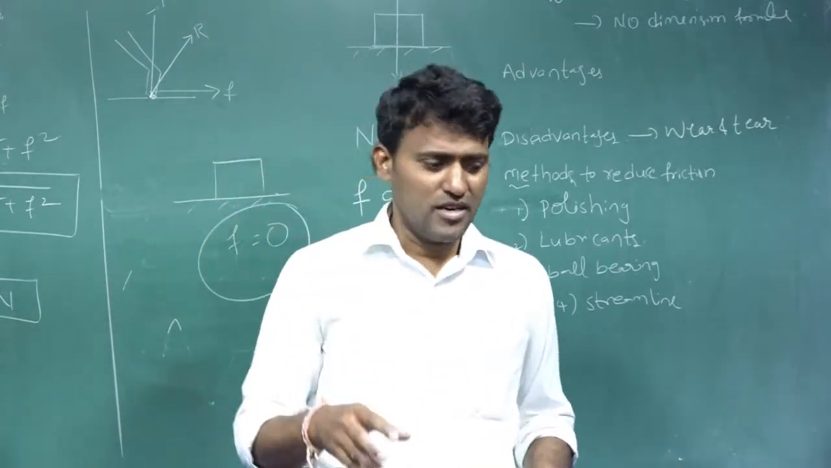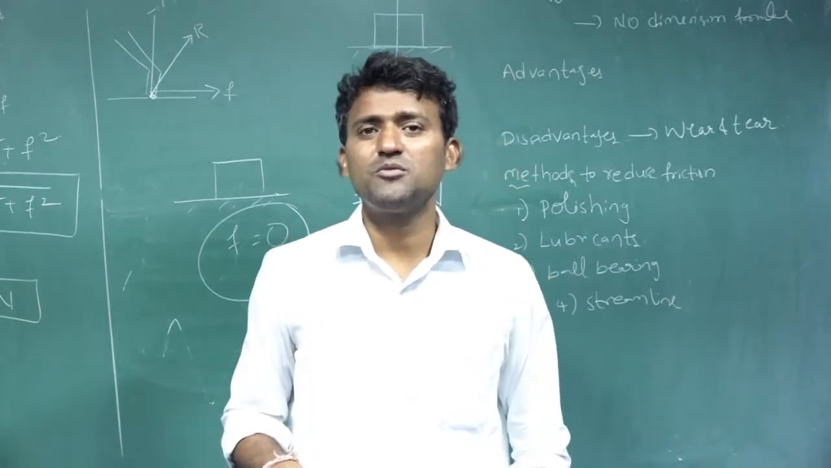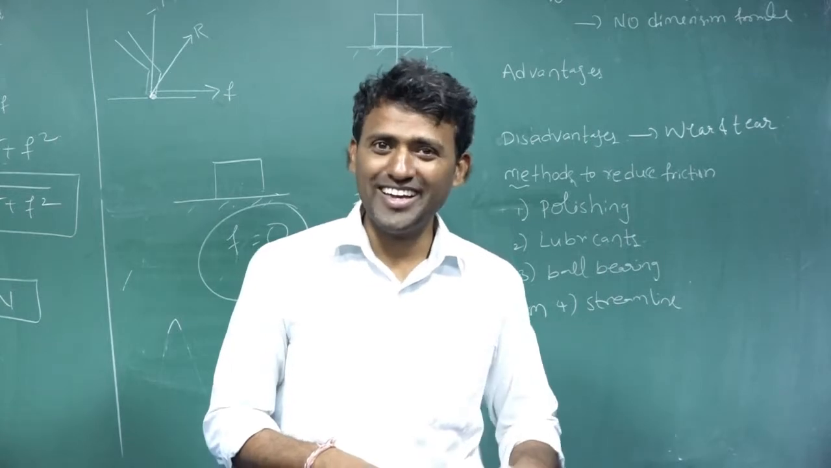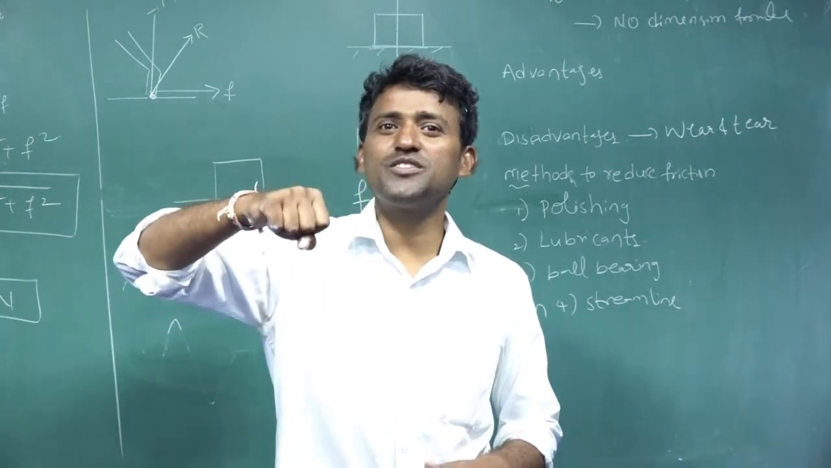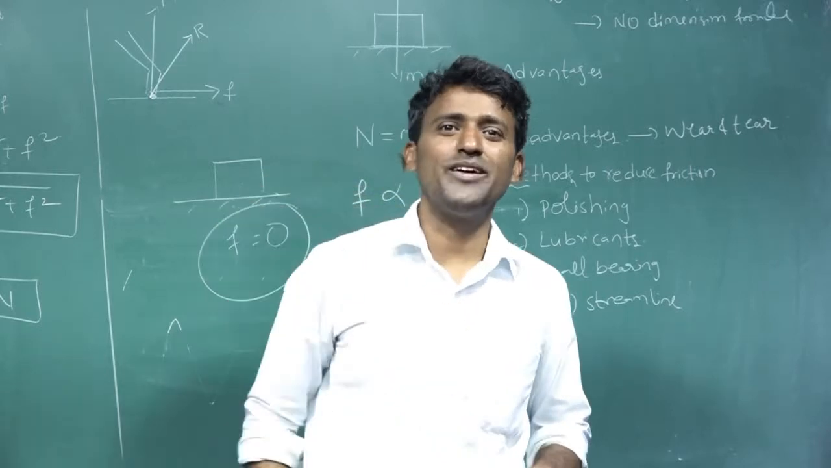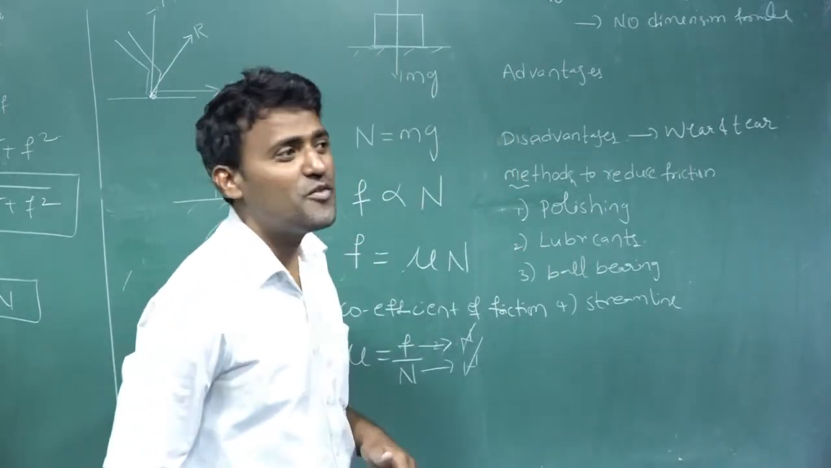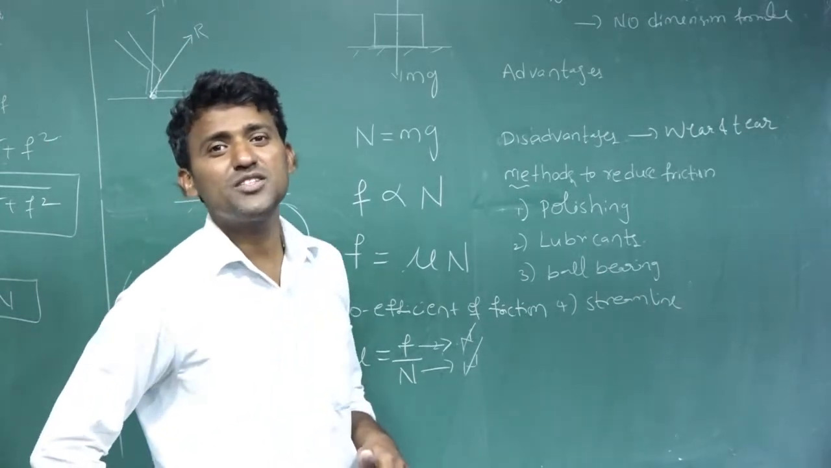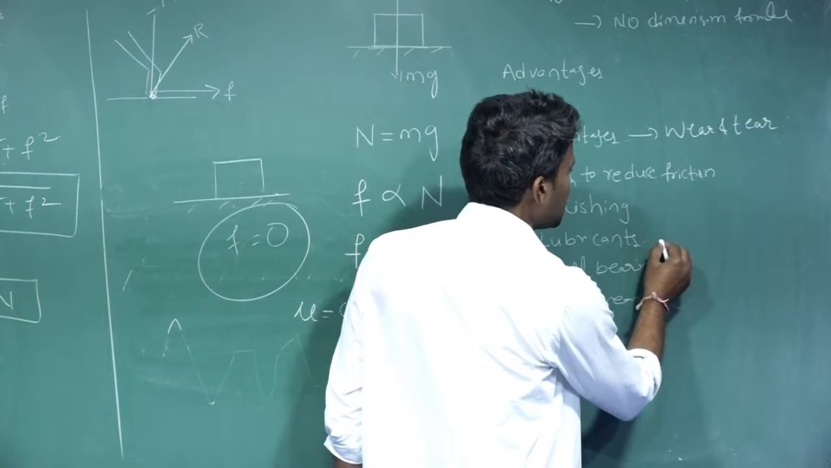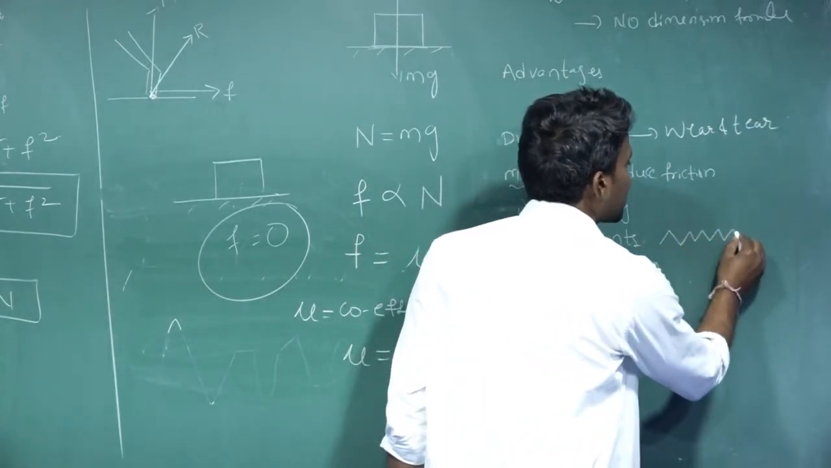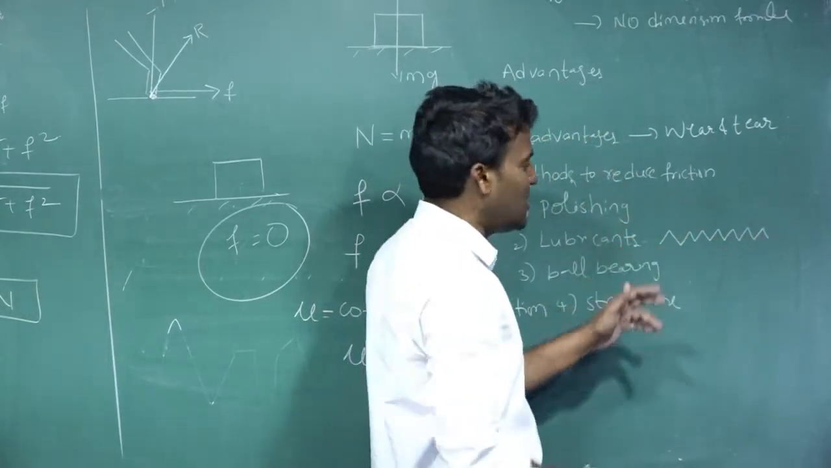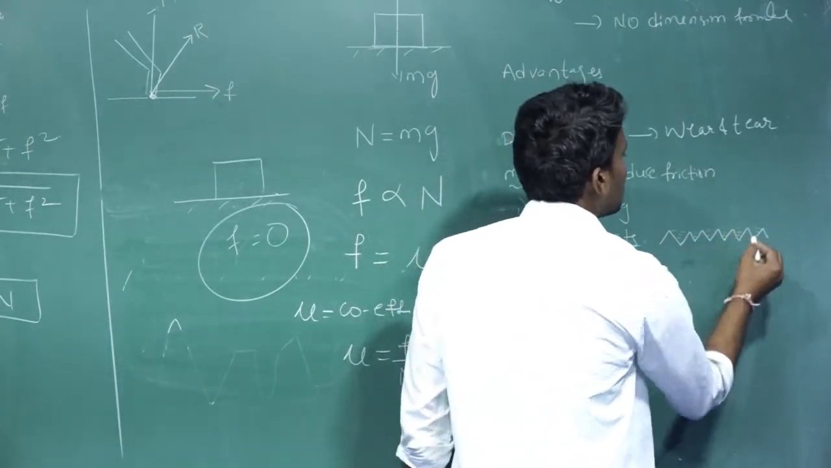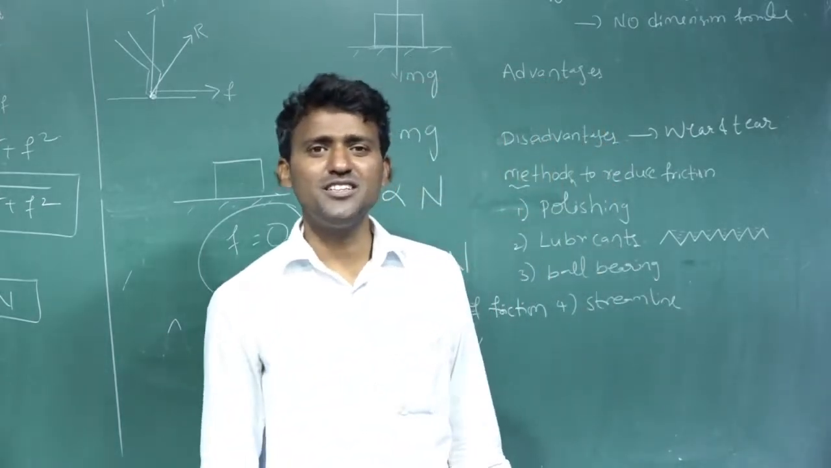For example, your floor is a rough surface. If you want to make it a smooth surface, you can just drop oil. At that moment, the irregularities will be filled with oil, so it will be smooth. For your understanding, I am writing here. See here, on your floor you can observe irregularities like this. If you drop the oil, the irregularities will be filled with oil. So it will become a smooth surface.